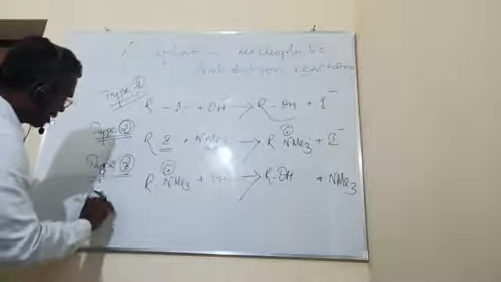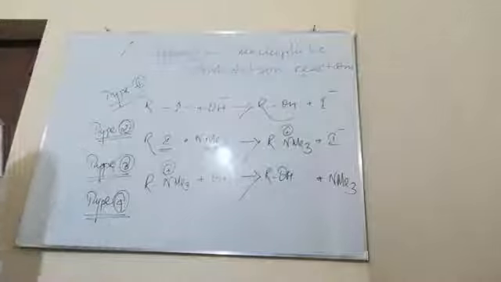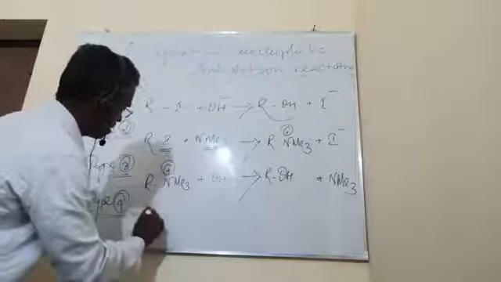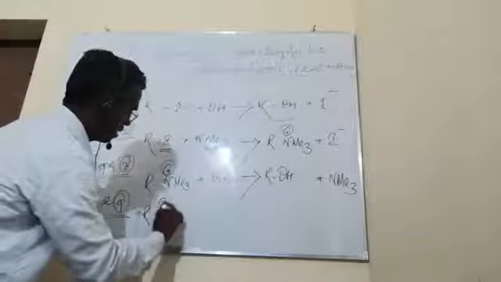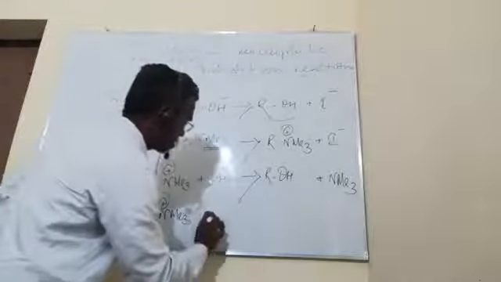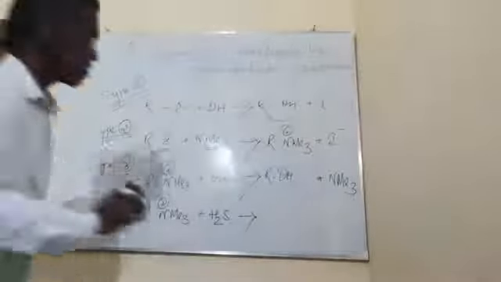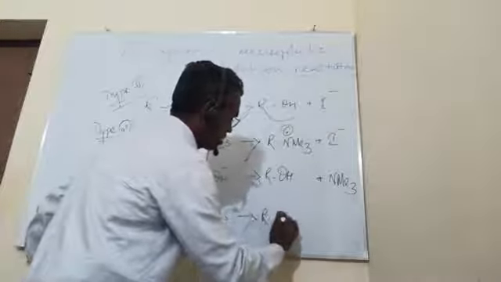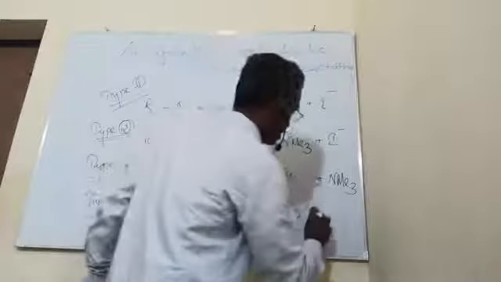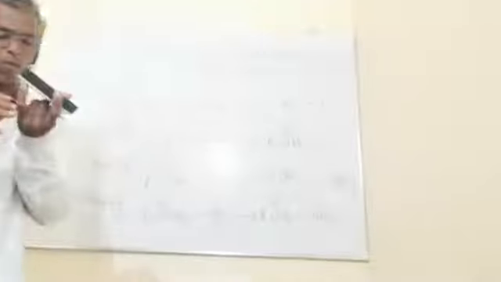Now come to last type, that is type 4. In type 4, we have RNMe3 plus H2S gives you RSH2 plus NMe3.